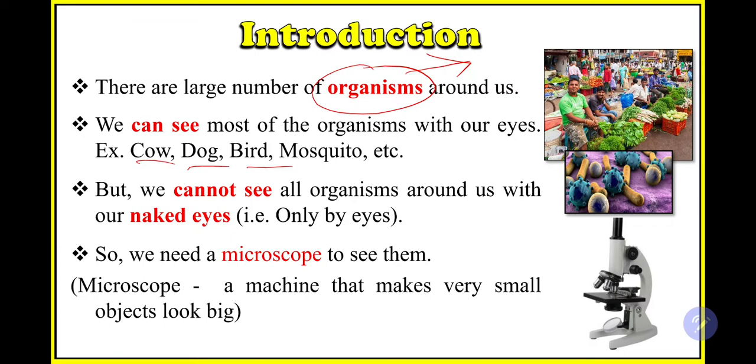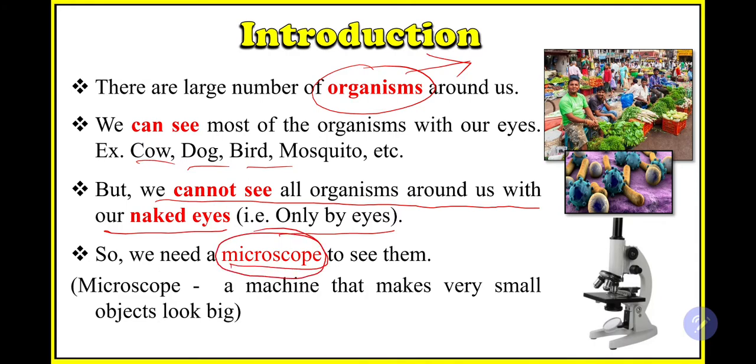There are some organisms which you cannot see with our naked eyes. Using a microscope we can see them, but with our naked eyes we cannot see all organisms around us. So what do we need to see them? Obviously you all know we need a microscope to see them, right? We need a microscope to see them.